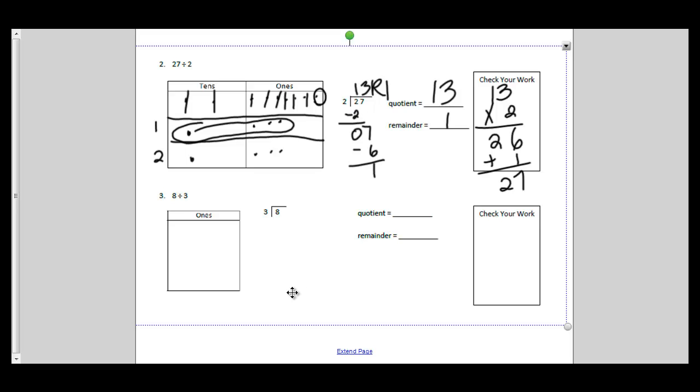All right, why don't you try to do 8 divided by 3 by yourself? If you don't feel comfortable, you can do it along with me, but if you feel like you can do it by yourself, pause the video and try it. All right, so I've got 1, 2, 3, 4, 5, 6, 7, 8, and I'm going to divide this into 3 groups.